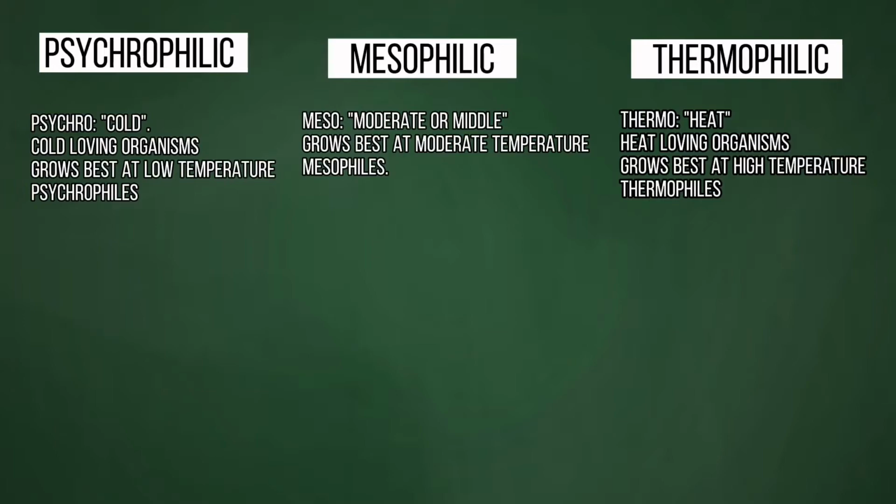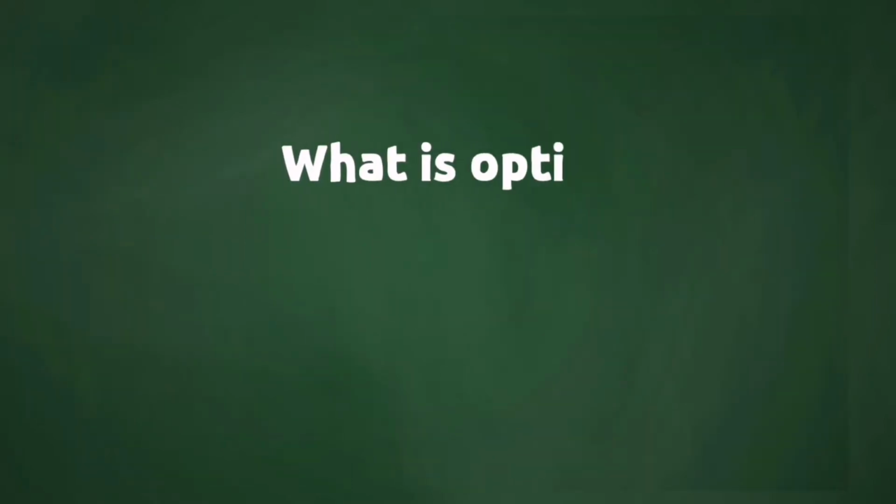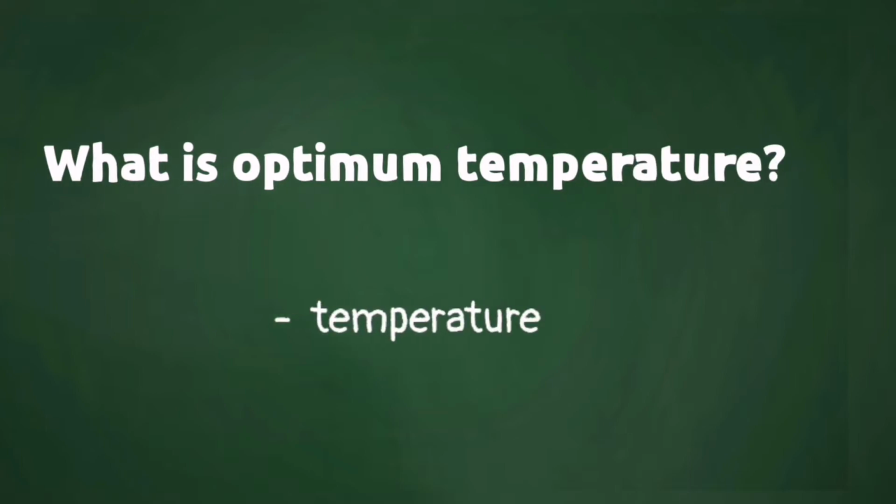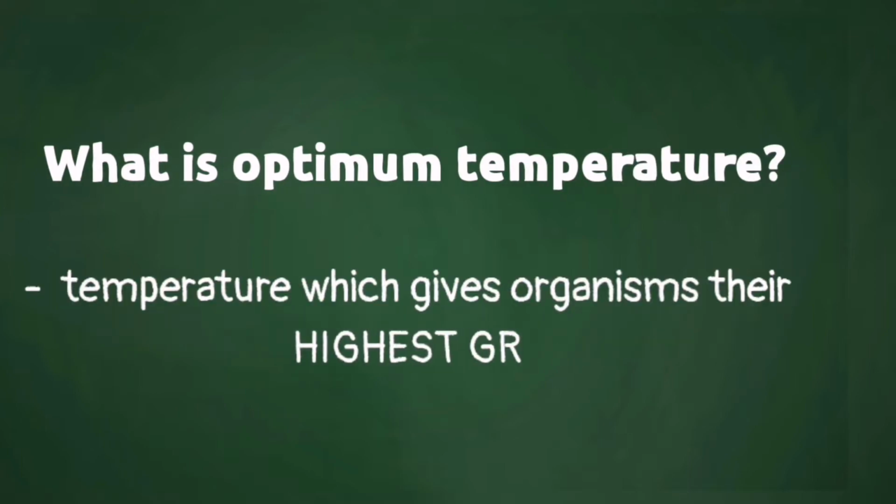First is the psychrophilic organisms. As I already told, these are cold-loving organisms, meaning that they grow best from 0 degrees to 20 degrees Celsius. Minimum 0 degrees and maximum is 20 degrees centigrade. And the optimum temperature is around 15 degrees Celsius. What is optimum temperature? This is the temperature which gives organisms their highest growth rates.